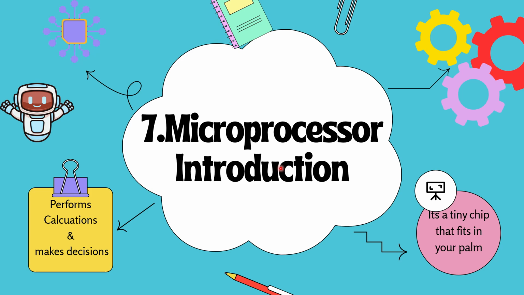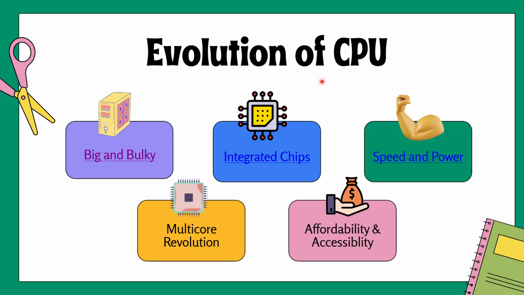We shall now see in detail the evolution of the central processing unit: how it has evolved, how it was built initially and how it has developed now. Initially the central processing unit was big and bulky. We shall see each one in detail in the next slides. I'll just give you the introduction.